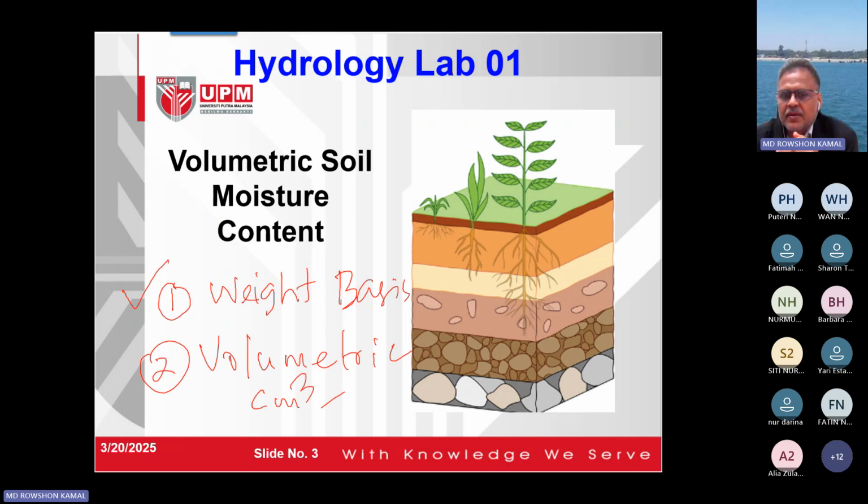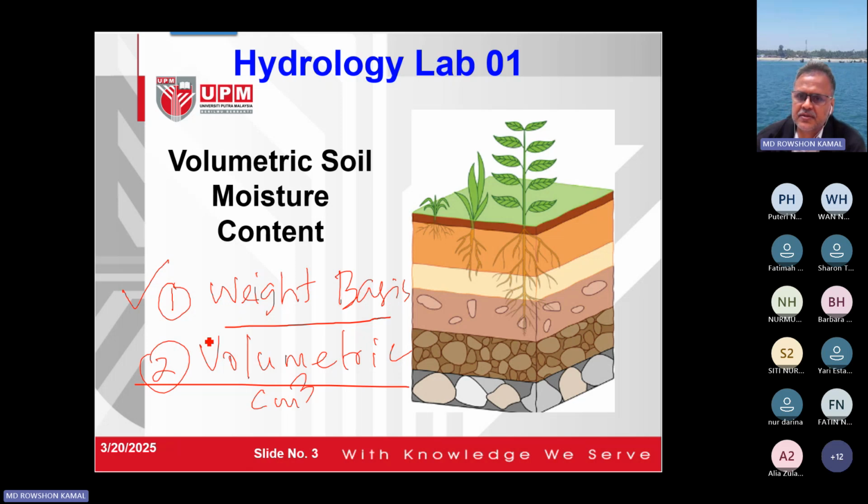Percentage will not be the same. So sometimes the students get confused. Just say the moisture content, percentage of moisture content. You must know, when you take the value, whether your moisture content of soil is on a weight basis or volumetric. This is very important to make it accurate, because these two are not the same, there are some differences. Anyway, ours is volumetric.